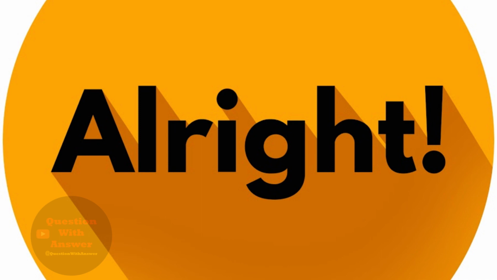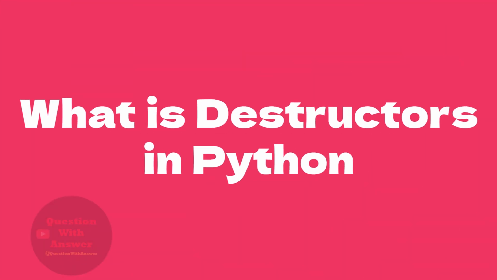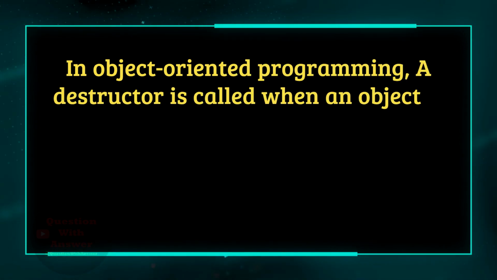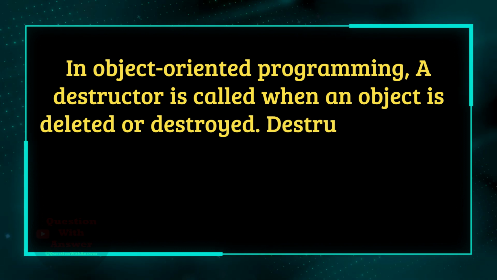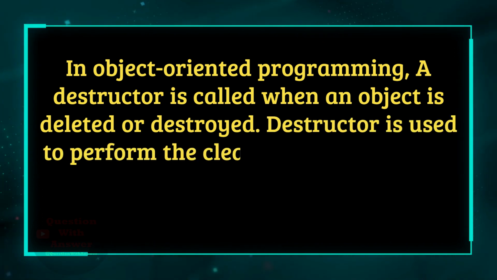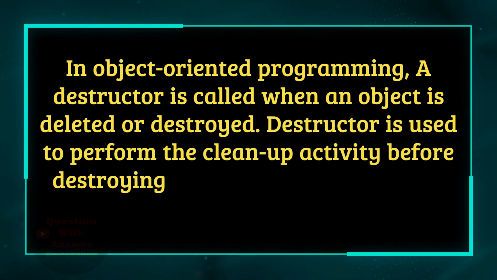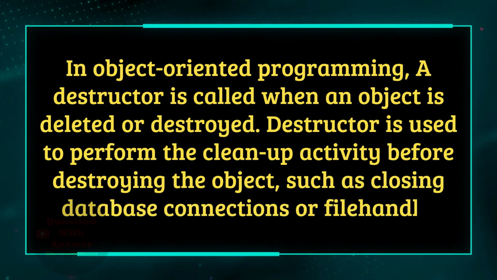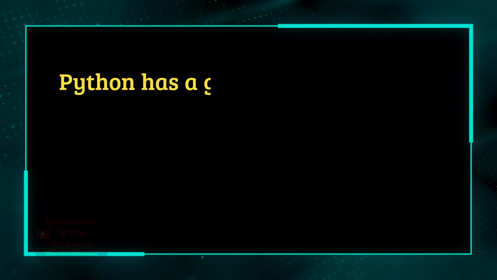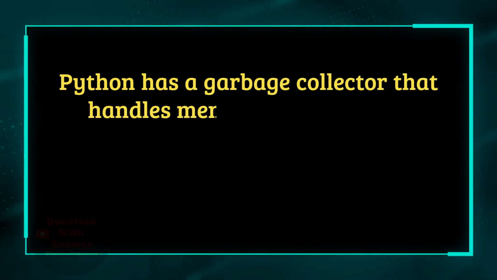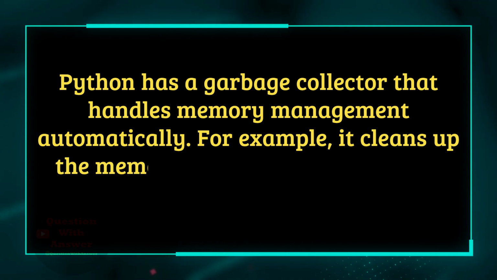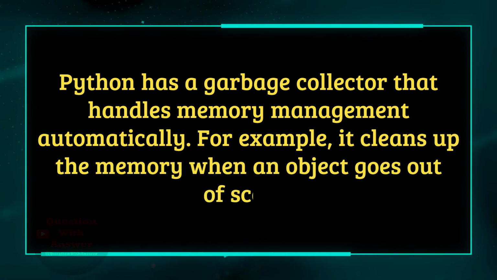Alright, let's start with what is a destructor in Python. In object-oriented programming, a destructor is called when an object is deleted or destroyed. A destructor is used to perform cleanup activity before destroying the object, such as closing database connections or file handles. Python has a garbage collector that handles memory management automatically. For example, it cleans up the memory when an object goes out of scope.